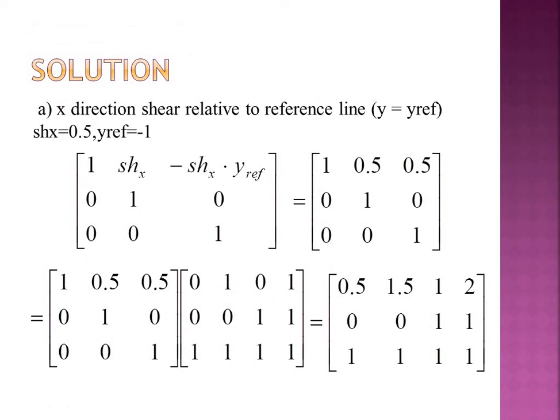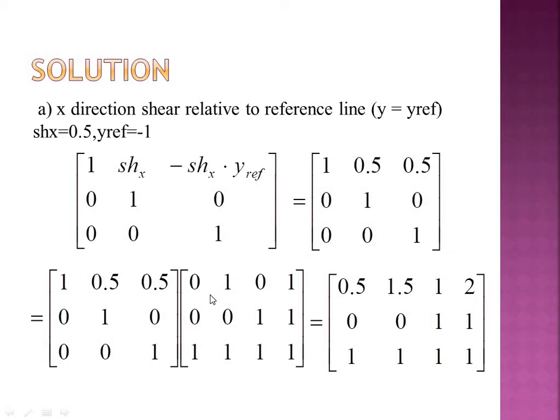Now let's start. The first part is x direction shear relative to the reference line y equal to y reference, where the y reference line is given as -1. Now we have to put these values in this matrix that I have already told you about. So we put SHX equal to 0.5, and SHX is equal to 0.5 into -1, and there is a negative sign already, so it will become minus minus plus. So this is the final matrix that we have to apply on the object.